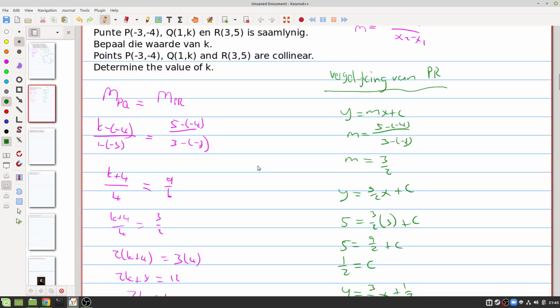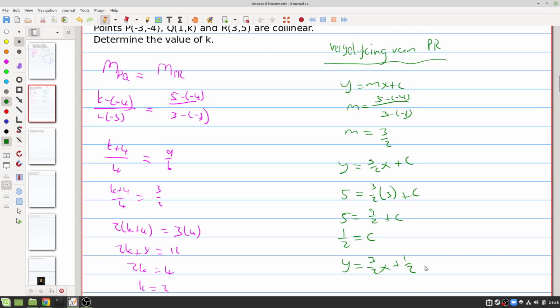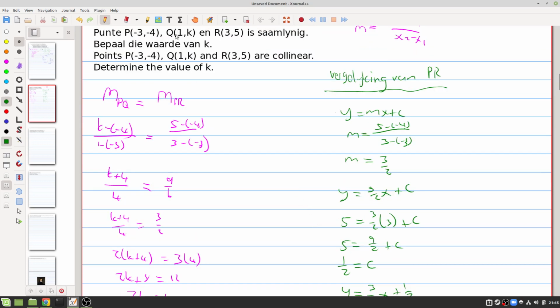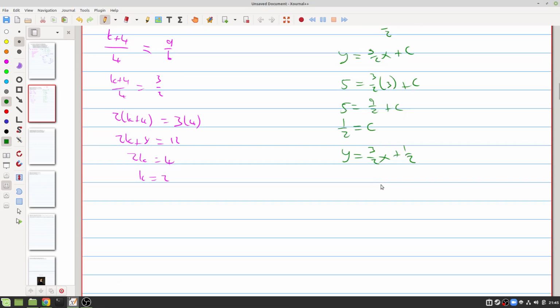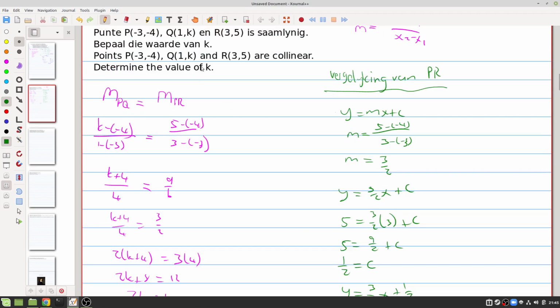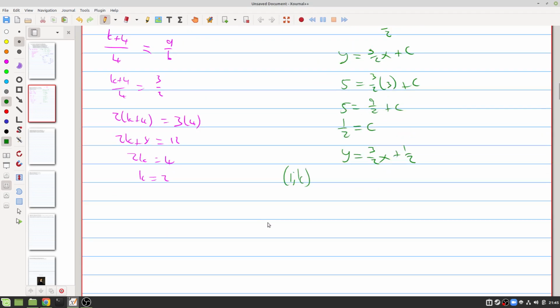En dan weet ons as P, Q en R allemaal op hierdie lyn lê, dan kan ons net vir Q in vervang en dan moet dit waar wees. So ons kan nou net vir Q in vervang. So Q se waarde is, kom ons skryf dit vir hier, so Q is 1 en k. Right, daar is so 1 en k. So as ons dit dan in vervang, dan is die y waarde k en die x waarde is 1.